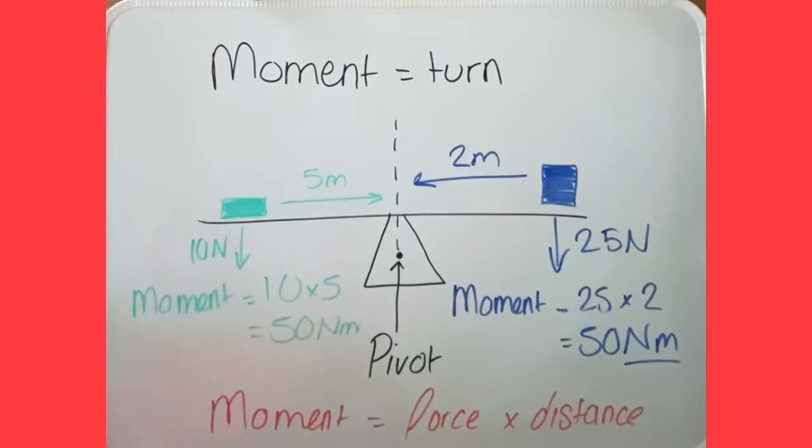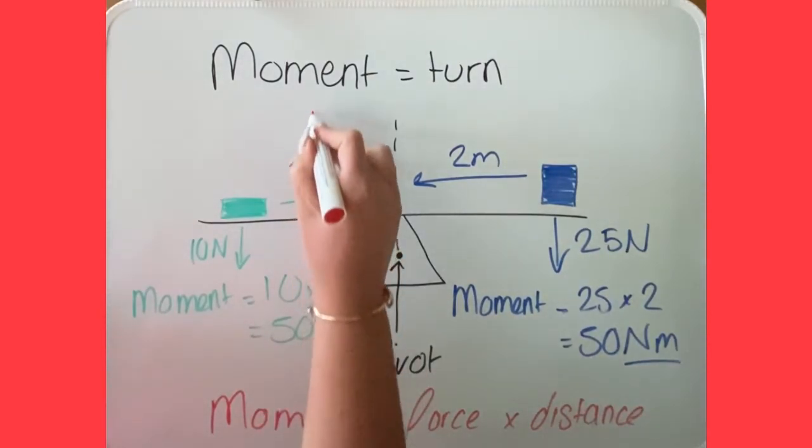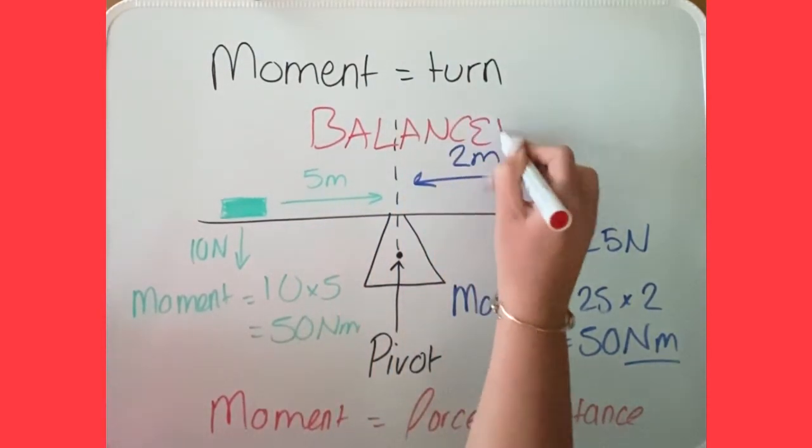But what do we notice about the two values for our moments? That's right, they both equal 50. If they both equal 50 newton metres, are the forces balanced or unbalanced? The forces are balanced, therefore meaning my seesaw does not turn, it does not move.